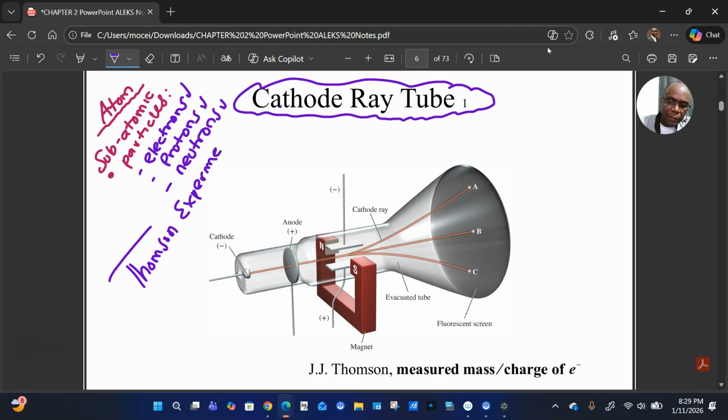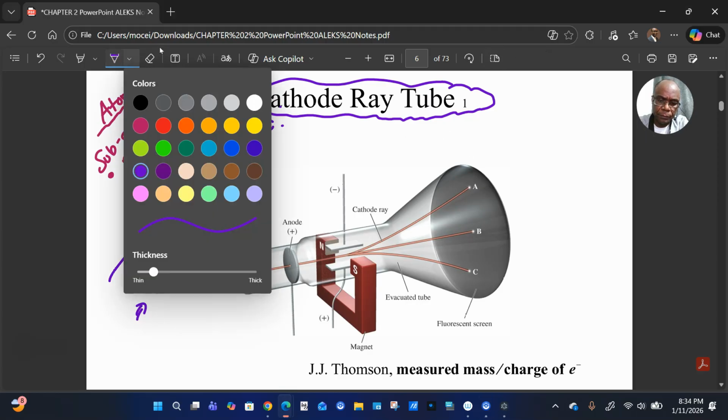Now, just to go ahead of us, the Thompson experiment was the first experiment to give evidence of electron existence. This was the first experiment to say the atom of any element has electrons in it. Thompson was the first person to tell us about the existence of an electron and give us an idea of its charge. What you're looking at here is a cathode ray tube. So what did Thompson do?